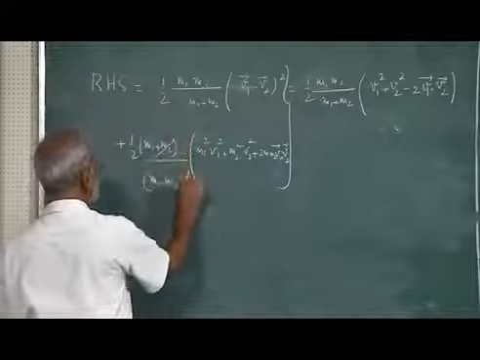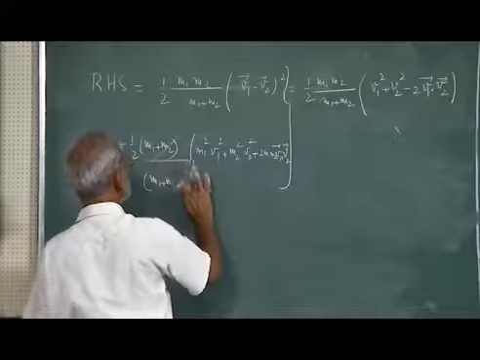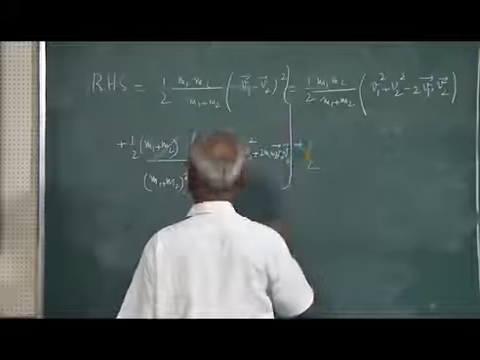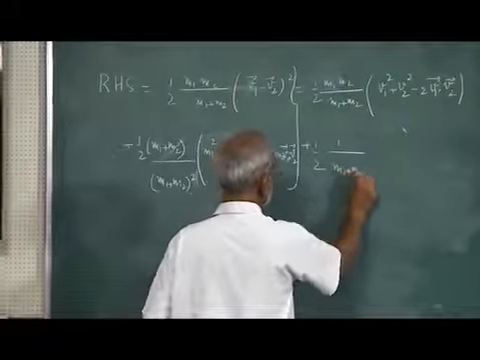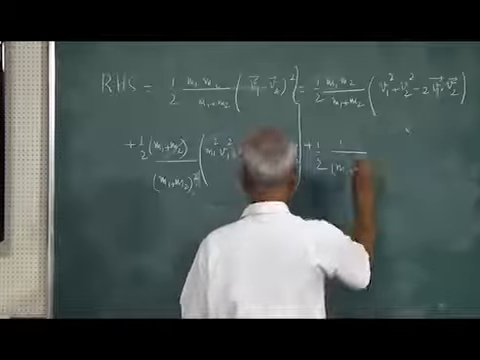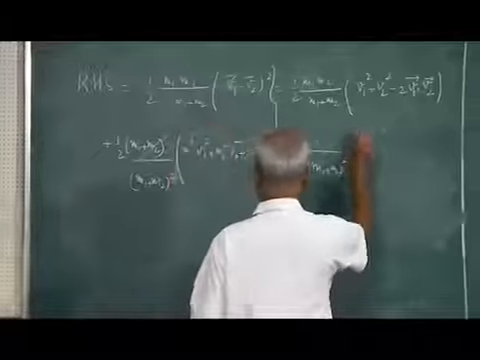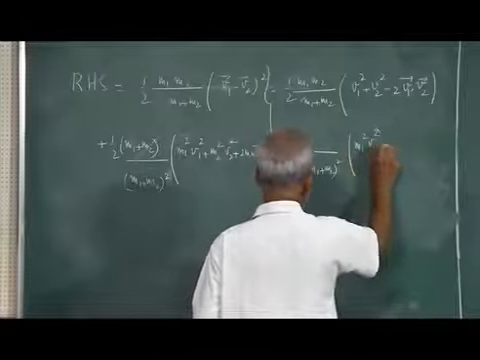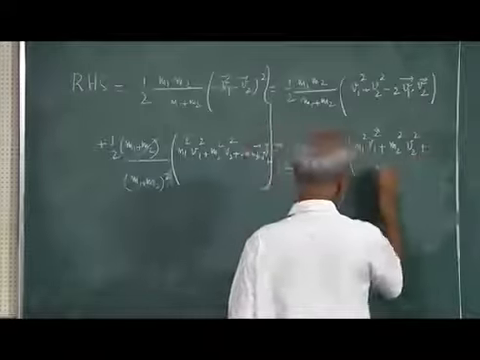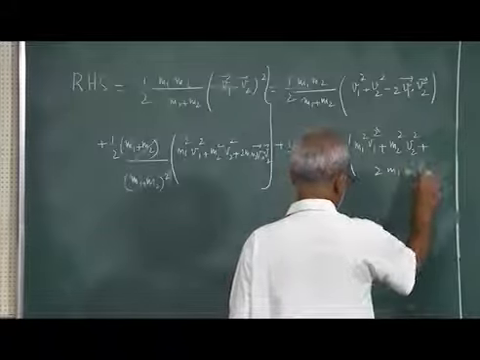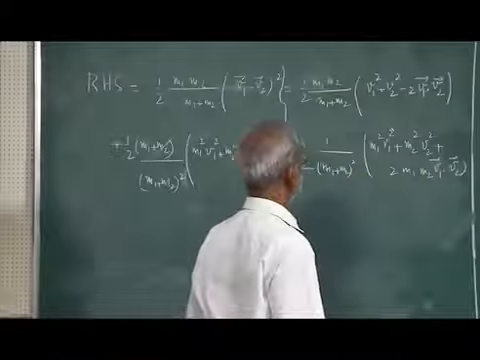Okay, so one term will disappear, and this will be plus half of, this will disappear, I will have 1 over m1 plus m2 whole squared, and I will have here m1 squared v1 squared plus m2 squared v2 squared plus 2 m1 m2 v1 dot v2. Now I can add these things, taking term by term.